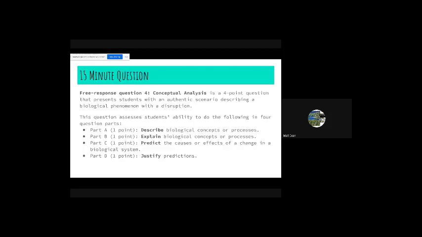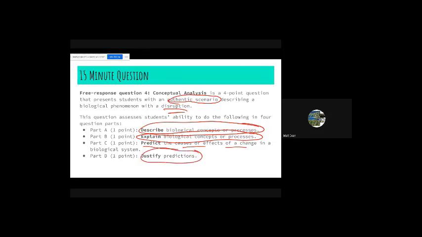The second question is a 15-minute one, and it's a conceptual analysis question worth 4 points. They're going to give you some kind of scenario. It's going to describe some kind of biological phenomenon that has a problem, some kind of disruption. In 4 parts, you're going to have to, number 1, describe that concept or process. Probably explain it in a bit more detail. Make some predictions about causes and effects of the disruption. And then justify those predictions based on some data.